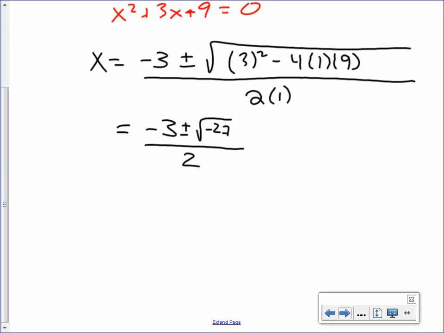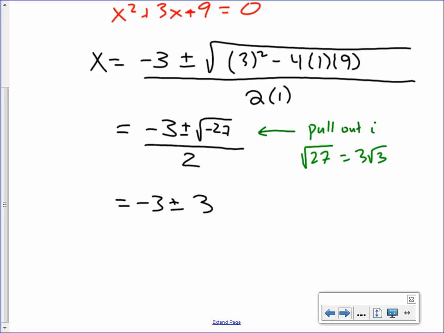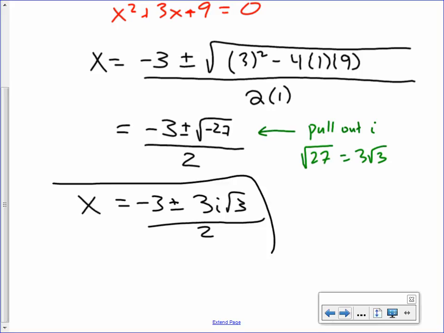Okay, so pause and reflect. We do need to pull out an i, right? Also, the square root of 27 is 3 root 3. So if we put all that together, it would be negative 3 plus or minus 3i root 3 over 2. I put the both of them together because I'm just ignoring the negative part, right? Nothing reduces. So this is your answer.